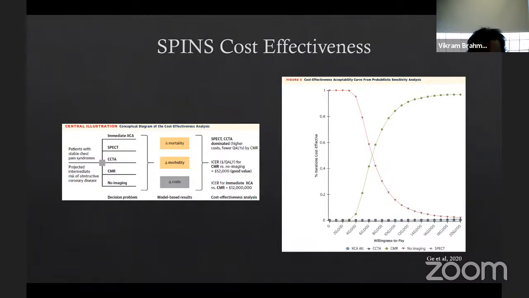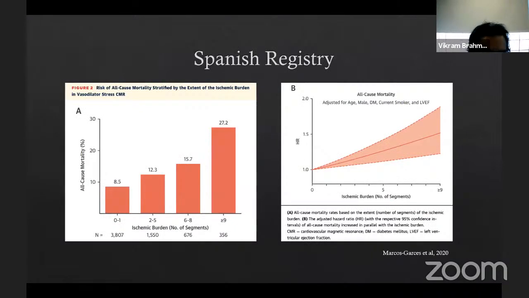And if we lowered the threshold for the willingness to pay to 50,000, then no imaging actually does become the preferred strategy. But again, that's not really realistic today. And another important point to make is that invasive angiography as a first line would only be cost effective in the US if prevalence exceeded 60%. So again, the SPINS trial, just to review, I think it really puts stress CMR on the map for the United States.